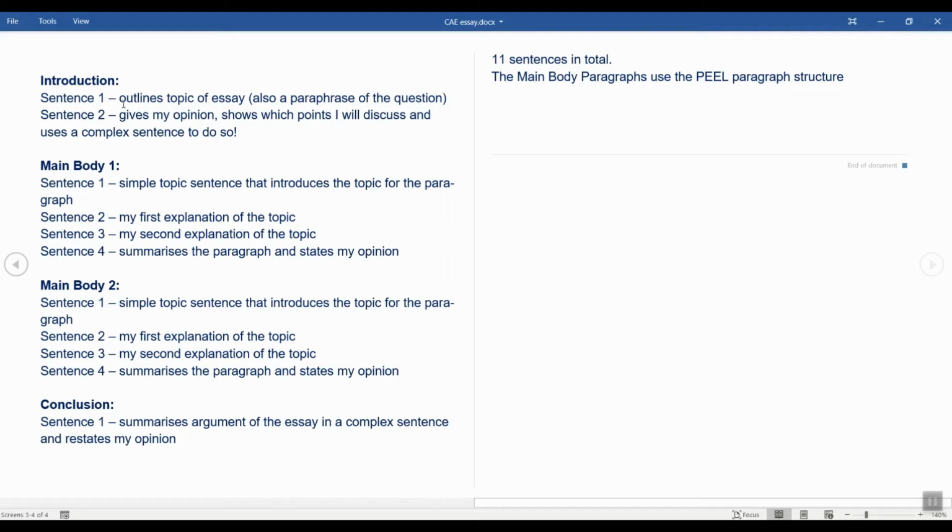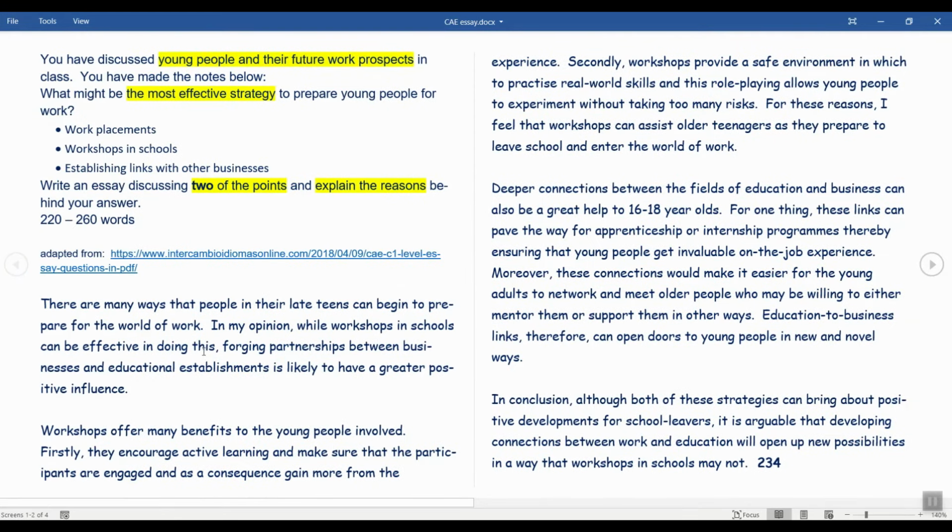So in my introduction, I've got two sentences. I outline the topic of the essay, and the second sentence gives my opinion and shows the points I'm going to discuss. So if we just go back and have a look, this sentence here is basically a paraphrase of this first idea up here from Cambridge. And this second sentence here gives my opinion. I've put it in a complex sentence for some extra grammar marks, and I've also told them which of these I'm going to write about.